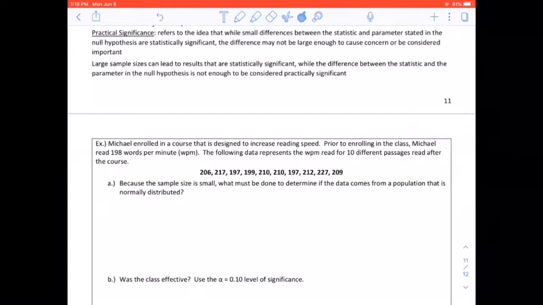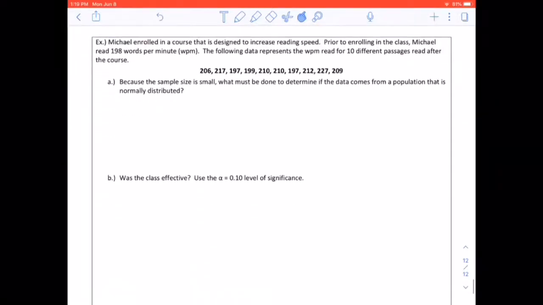We have another example on the next page that says Michael enrolls in a course that is designed to increase reading speed. Prior to enrolling in the class, Michael read 198 words per minute. The following data represents the words per minute read for 10 different passages read after the course. Part A says because the sample is small, what must be done to determine if the sample comes from a population that is normally distributed.